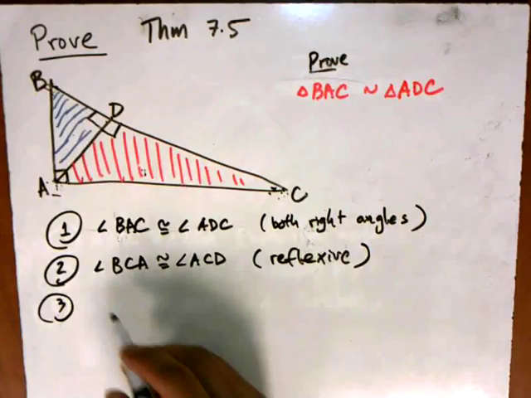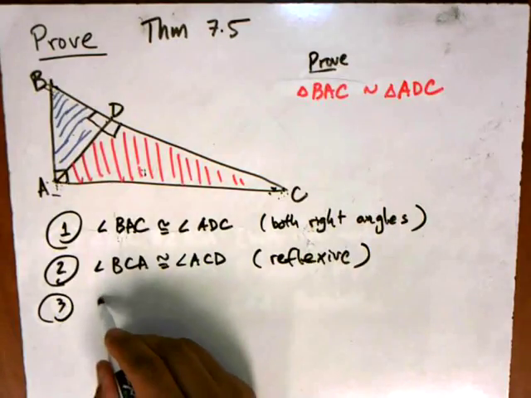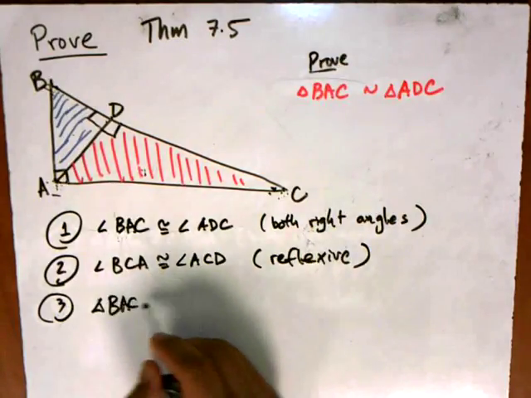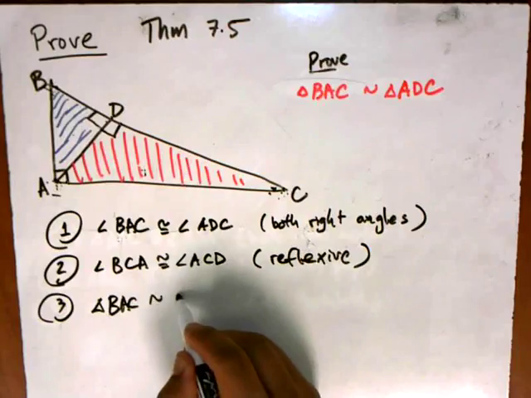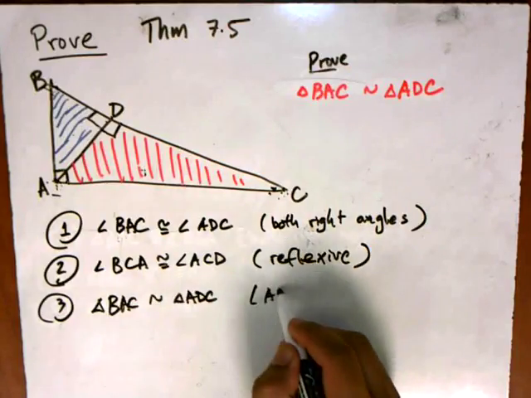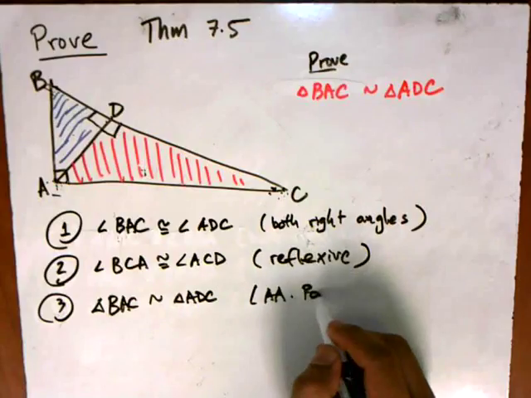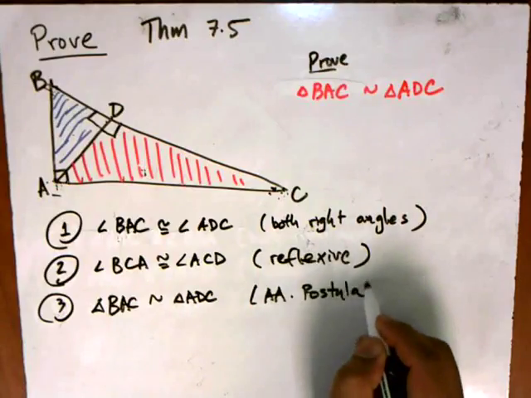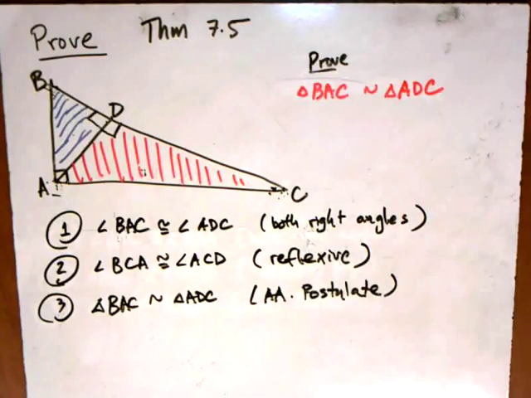And now since I have two angles that are congruent, I can say that the two triangles must be congruent because of the AA postulate. And now I'm done with this part of the proof. So I've done two parts of the proof here.